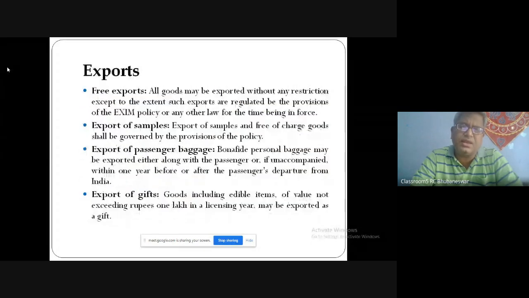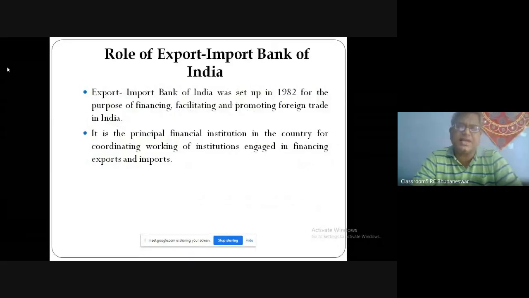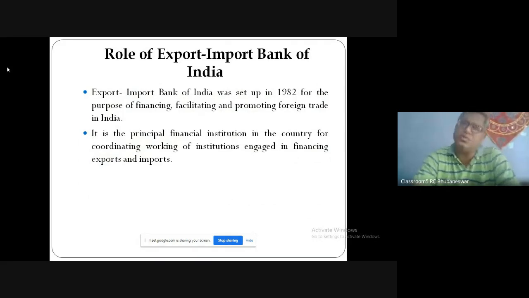What are the particular areas of export enhancement programs: export of samples, export of passenger baggage, export of gifts, edible items or gifts, and export of spares, what items are to be exported to the foreign countries, third party exports, export to the import of the goods, and export of replacement of the goods. These are some focusing areas as regards the export and import of goods and services. But the question is, here it is not completed.